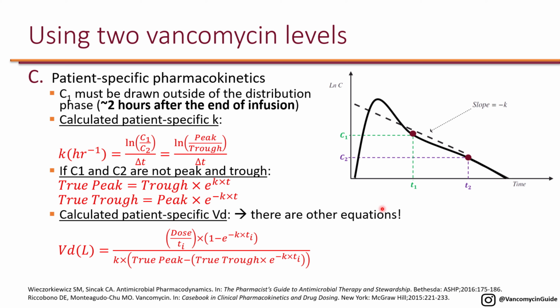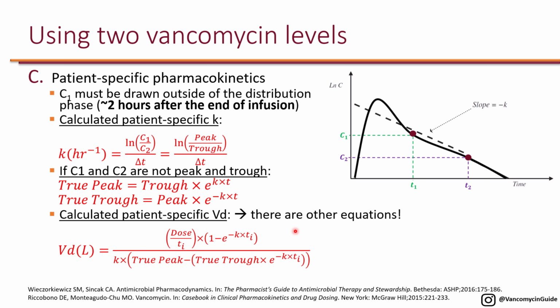And then we did all of this because now we can actually calculate the specific patient volume of distribution. So for this, we put the dose that the patient had received before drawing these levels, the time of infusion from that dose, and then 1 minus e to the negative k. So this is the k that we just calculated. Ti again is the time of infusion from the dose that the patient had received, and then we divide that by k times the true peak that we just calculated and the true trough that we just calculated times e to the negative k times t minus time of infusion. So again, this is the time of infusion corresponding to the dose that the patient received before drawing these two levels.